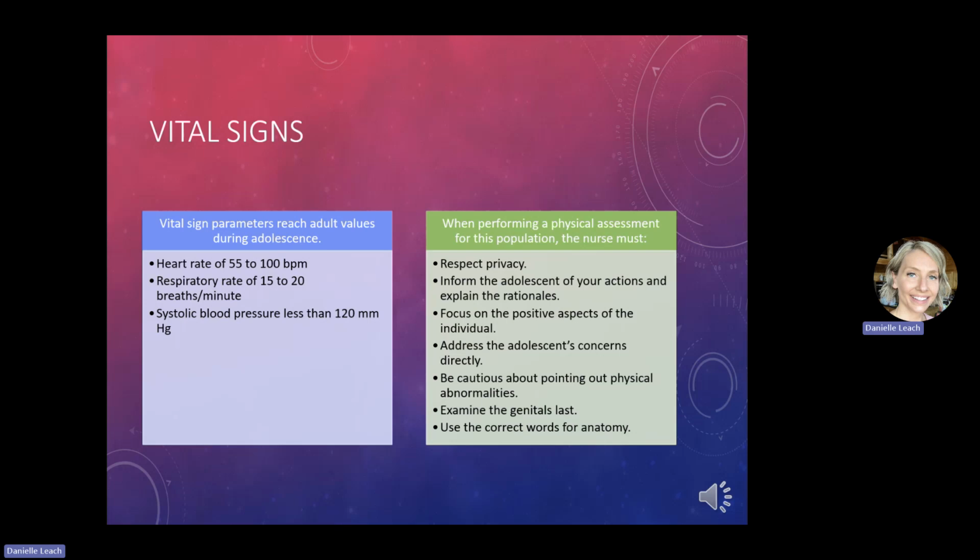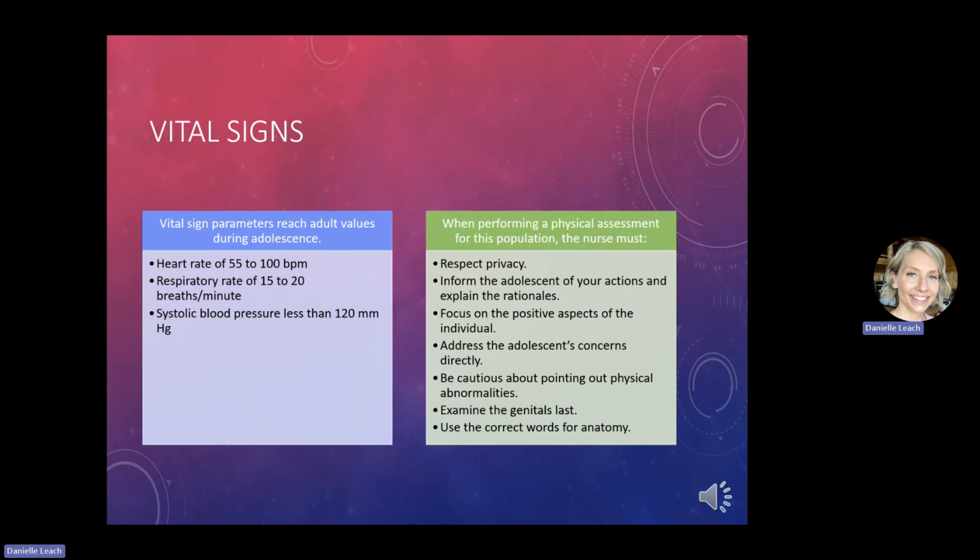We also want to explain what we're doing to the adolescent, and we can even explain rationales, like why we need to put in a new IV and why the one that is in is bad. We want to focus on the positive aspects of the child and not the negative, and address the adolescent's concerns, just like we would with an adult. We also want to be cautious about pointing out any physical abnormalities. They're very easily embarrassed, so we don't want to necessarily point those out, although it may be something that we would chart. We don't need to say it directly to their face.